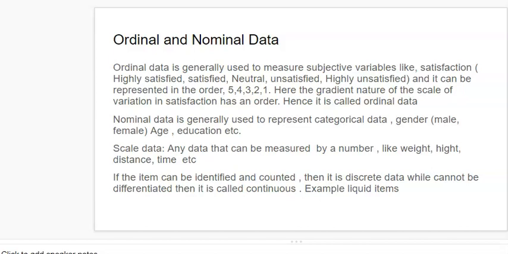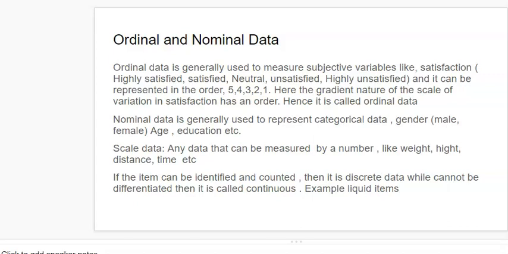And again, nominal data means any data that can be classified or categorized based on an attribute. For example, gender, male and female. So it is categorized data, or we can say it is called nominal data.